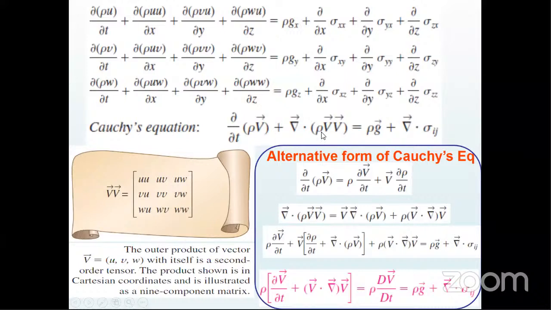With this vv, we can write it into the 9 components: u with u, u with v, u with w, v with u, v with v, v with w, w with u, v, w, of that kind. This is the outer product of the vector v with itself, which is a second order tensor. That is why the product is shown in Cartesian coordinates and is illustrated as 9 components here. What are the 9 components we got?